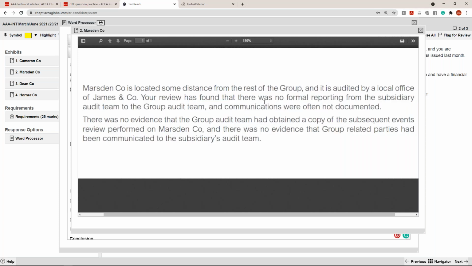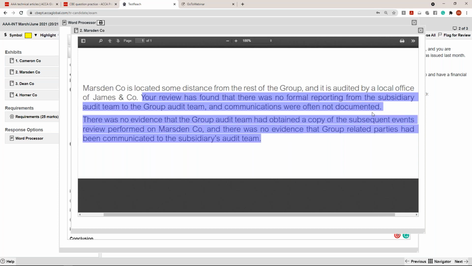Your review has found that there was no formal reporting from the subsidiary audit team to the group team, and the communications were often not documented. Do you believe this is the first issue? Do you believe there has to be proper communication between the group auditor and the component auditor, whether they are the same firm or they are dissimilar firms?